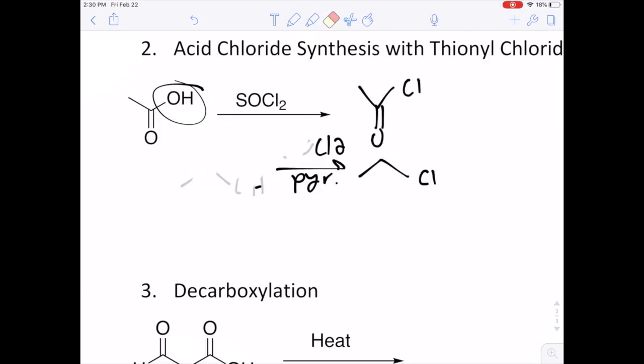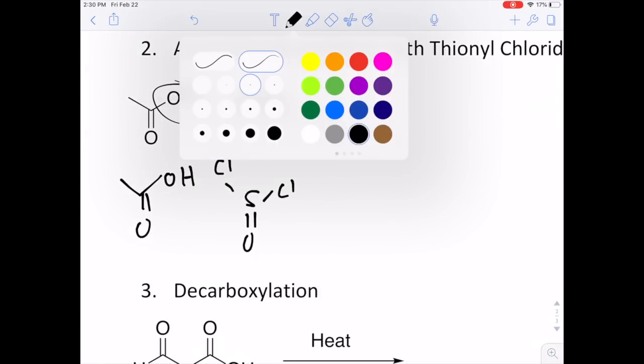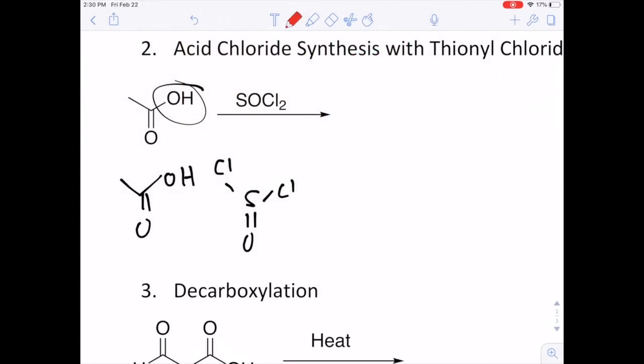Alright, so let's just show the mechanism. It's the same thing we saw back in Orgo 1, but let's just go through it again. So if I redraw that starting material down here, we can draw in thionyl chloride's Lewis structure, and we can rationalize that these lone pairs on the carbonyl will attack that sulfur and force those pi electrons up. So we just formed a product that looks like this.